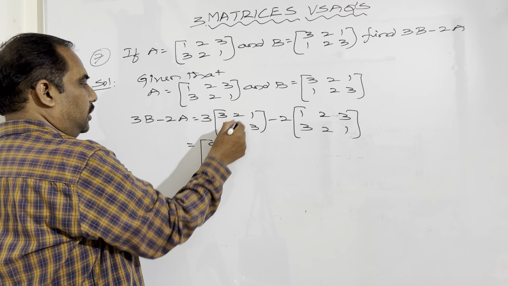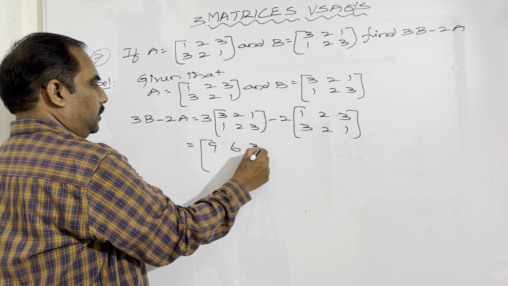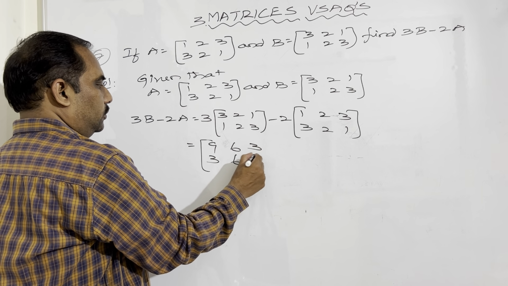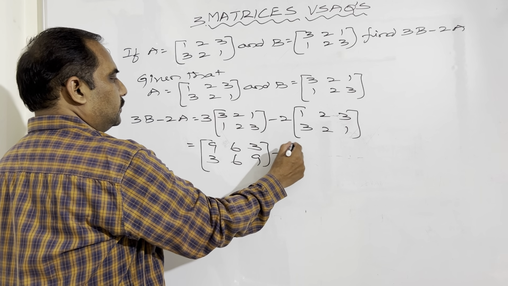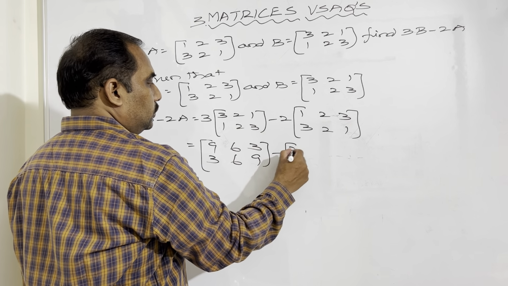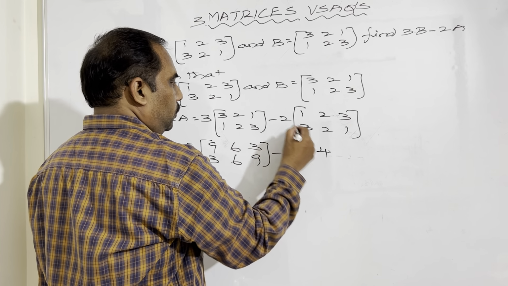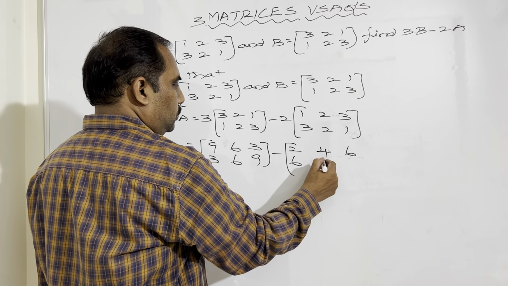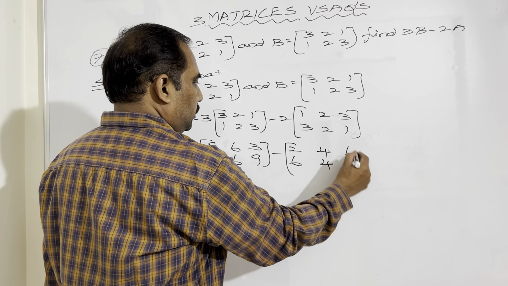This is multiplying every element by 3. This is 9, 3 into 2 is 6, 3 into 1 is 3, and here 3 into 1 is 3, 3 into 2 is 6 and 3 into 3 is 9, and minus here, multiplying every element with 2. So this is 2, and 2 into 2 is 4, and this is 2 into 3, 6, 2 into 3 is 6, 2 into 2 is 4 and 2 into 1 is 2.